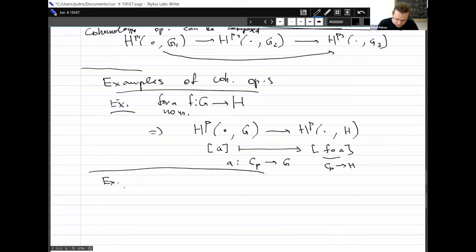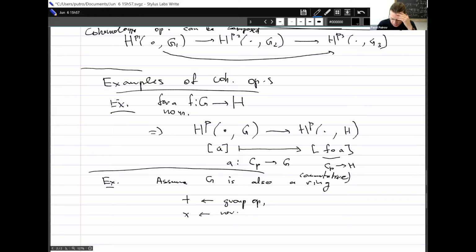The second example is the following. Assume G is also a ring. So far G was an abelian group, but let's assume that it's also a ring, which we assume is commutative. So the plus operation in the ring will be our group operation, but we also add a product, a new structure. A basic example is G being a cyclic group of order n. This can be understood as the group of integers modulo n, and this has a natural multiplication. We can multiply integers and consider the result modulo n. It is a ring.